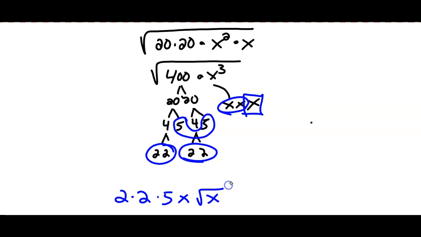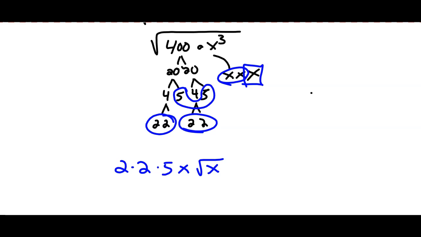So it goes back underneath the radical. And then simplifying this, we get 2 times 2, which is 4. 4 times 5 is 20. So you end up with 20x times the square root of x.